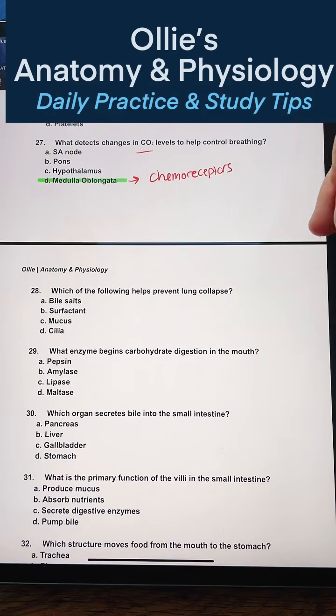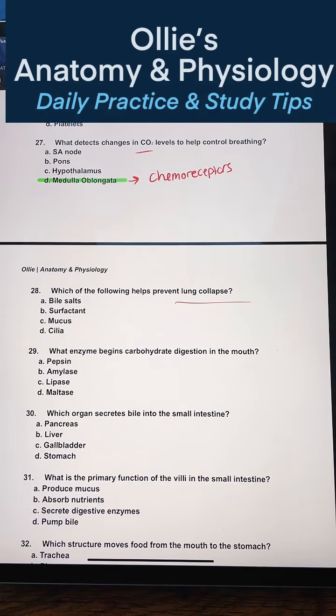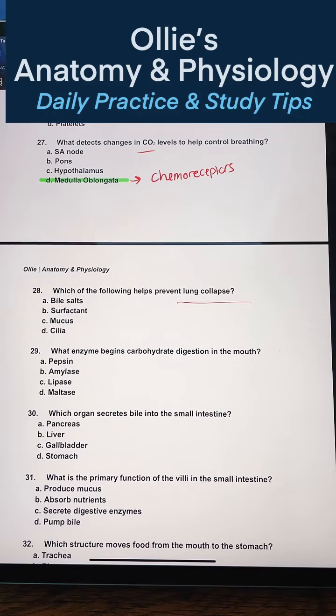Moving on to the next page of questions here, everybody. Number 28, which of the following helps prevent lung collapse? A, B, C, or D? What do you guys think it is? Just type your answer down in the comments.